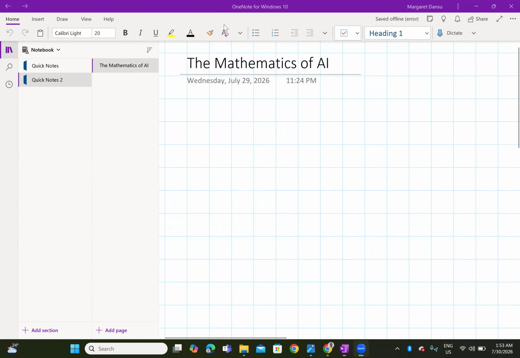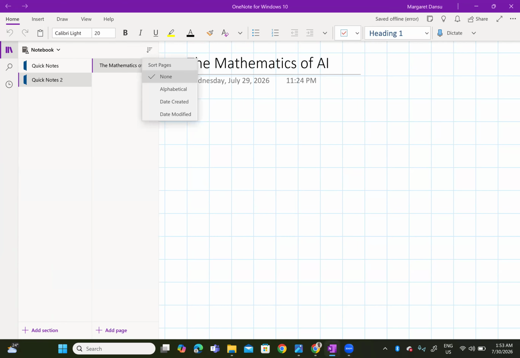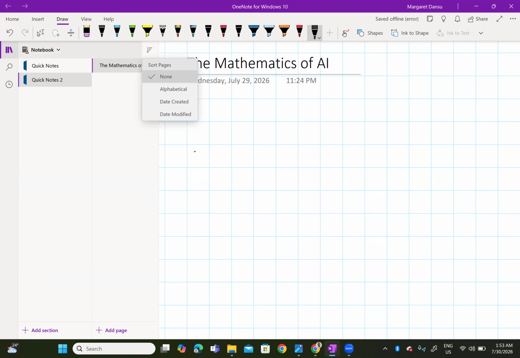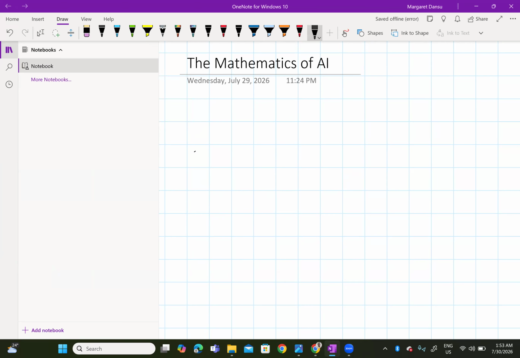So still dealing with mathematics of AI. Can I squeeze this in? What can I do with this to get it out of the way? Okay, let's just do what we have to do here. Trying to see if I can shrink this. Okay, no worries. Let's just go with this.